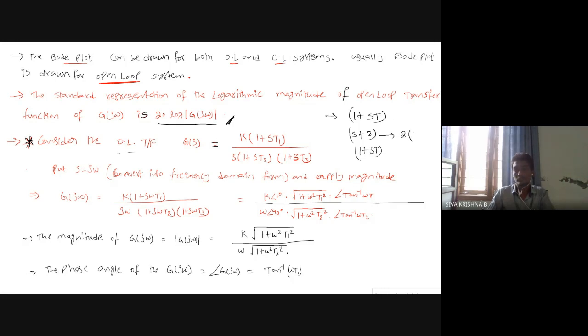So 2 is taken out, so that is 1 plus s by 2. So this is the standard form. This is the normal pole zero form. So the given problem is in normal pole zero form or standard form. Now, is the given question in standard form or normal form?